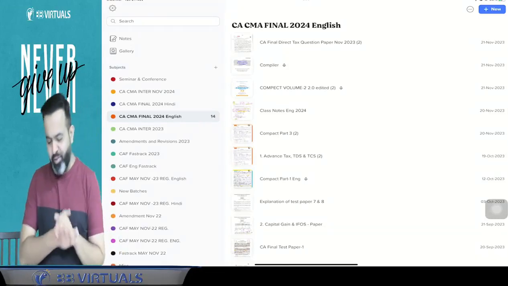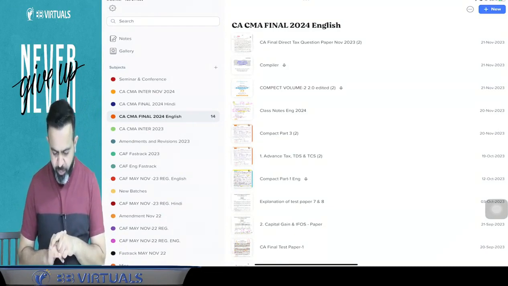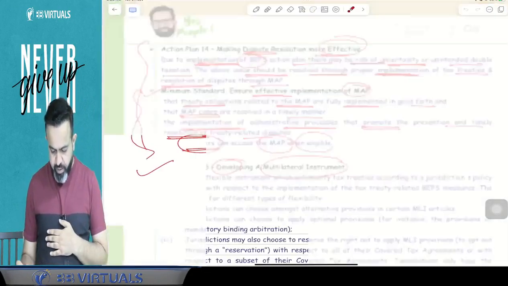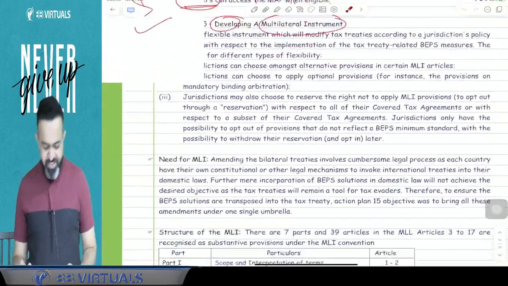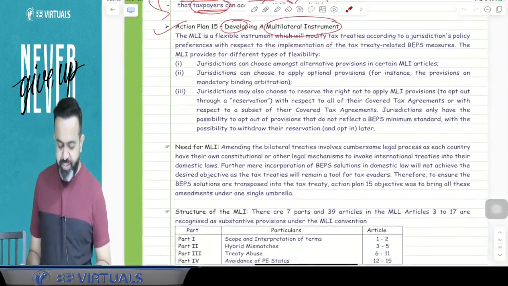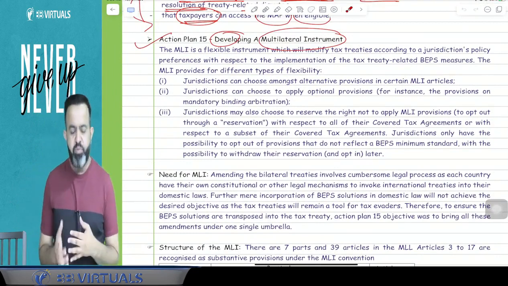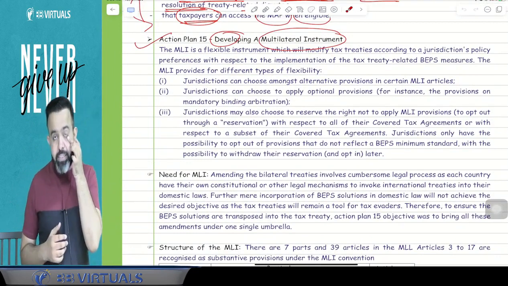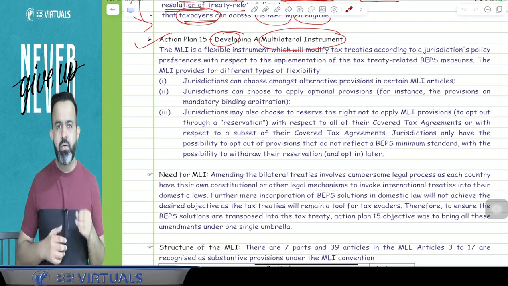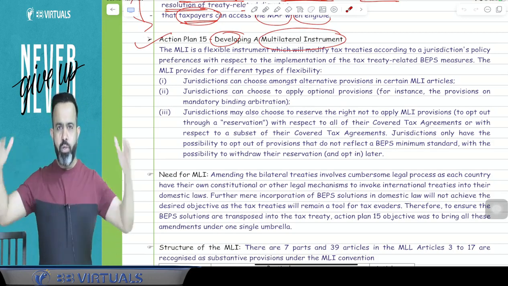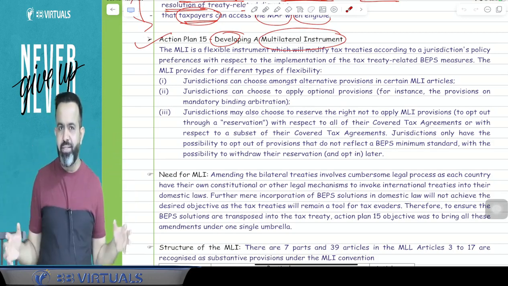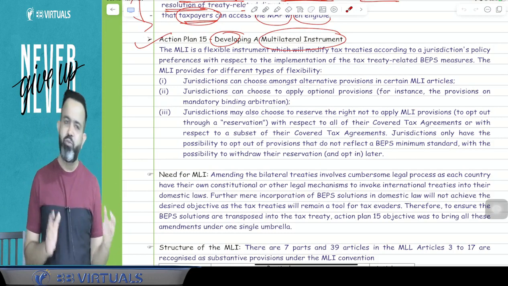Welcome back after break. So, guys, before break, we were discussing the BEPS action plan theoretical topic. Now, guys, there is one BEPS action plan, number 15. What is BEPS action plan number 15? Multilateral instrument. Multilateral instrument means when two or more countries sign one instrument, it is called a multilateral instrument.